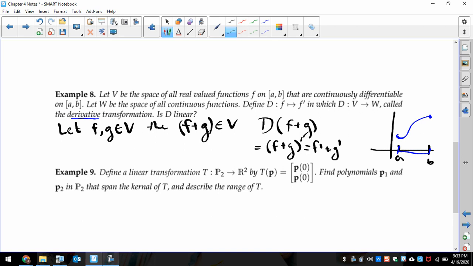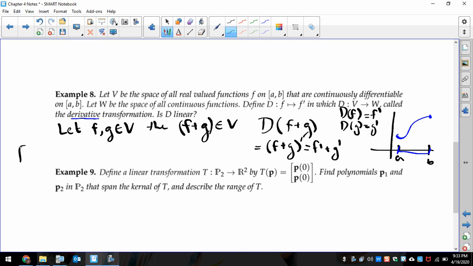That is the sum of the two elements from the codomain. So these are the two images. d of f is just f prime, and d of g is just g prime. And so by taking d of f plus g, we get f prime plus g prime. So it's just the sum of the two images.